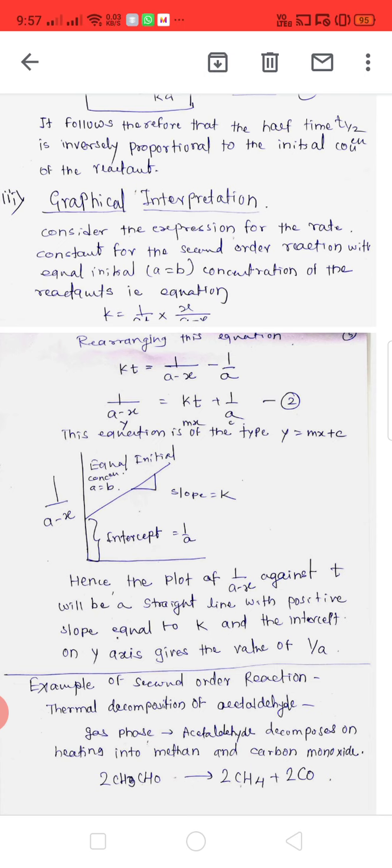An example of a second order reaction is the thermal decomposition of acetaldehyde. Acetaldehyde in the gas phase decomposes on heating into methane and carbon monoxide. The reaction is 2CH3CHO gives 2CH4 plus 2CO.